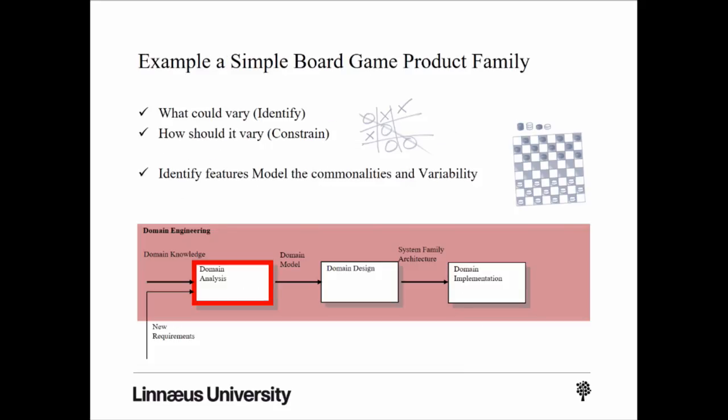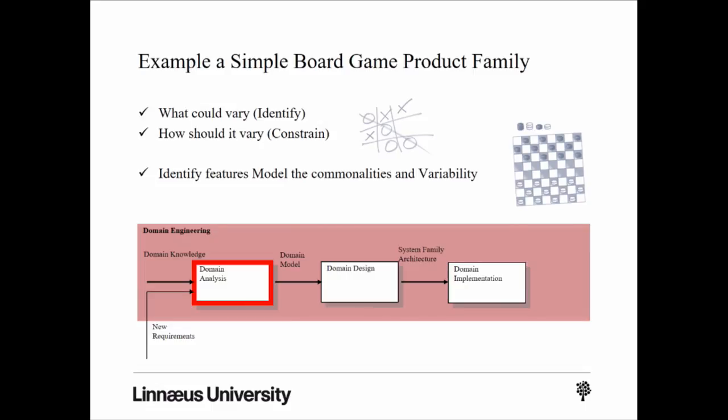Just to illustrate this quickly, think about a board game product family. What could vary here, and how should it vary? Well, you have a tic-tac-toe and you have, I think, a checkers game there. What's common here is that there is some kind of board. If there is no board, it's not a board game. Okay.